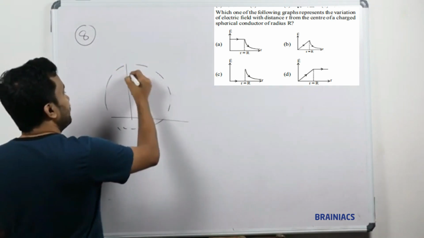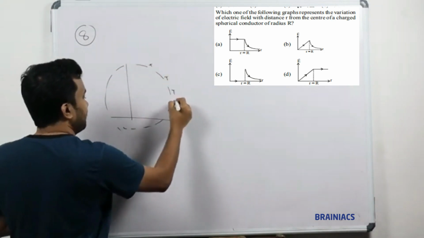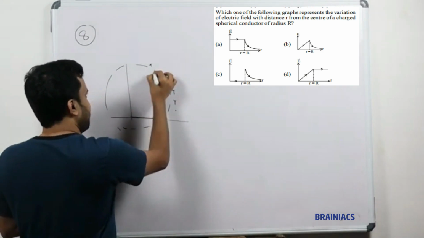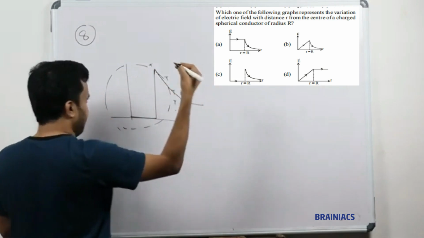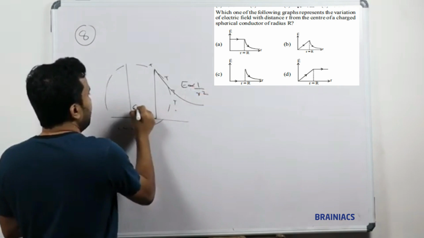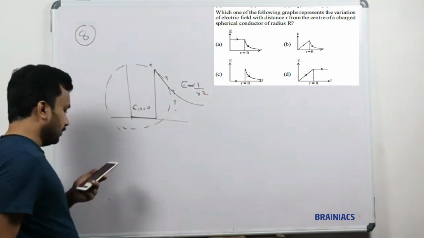As for a conductor, inside it is empty. Only charges are present at the outside. So what is the graph of this one? Inside it is empty. Charges are present at the surface. Then it decreases. So E is proportional to 1 by r square. Inside, E will be equal to 0.